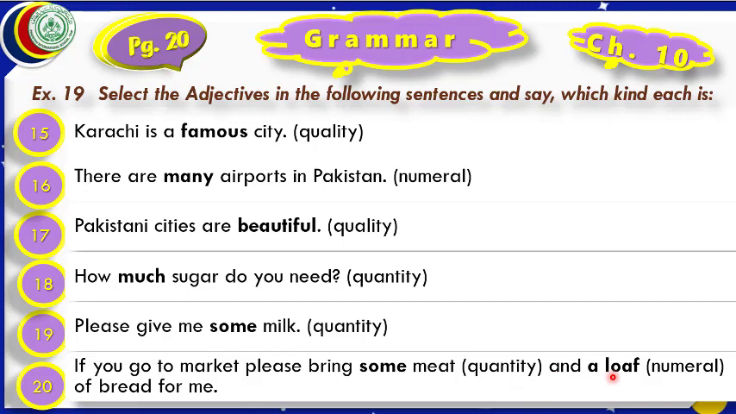And a loaf. This a is adjective and the type is numeral. A is adjective and it is numeral adjective.